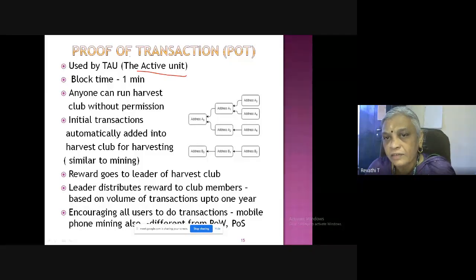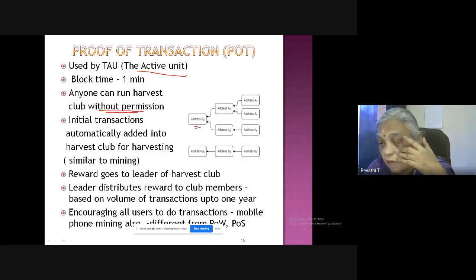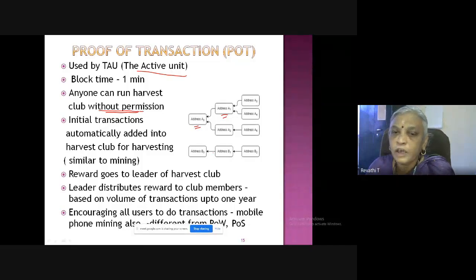So here, as the name says, transaction: anyone can be a member of what's called a harvest club. It can be formed without permission. Any set of nodes can form a club like this. For example, this will be the leader of that club. In the harvest club, the addresses A1, A2 come under this one, and under A1 two more nodes, A3 and A4. Like that, a group of nodes can form a harvest club.